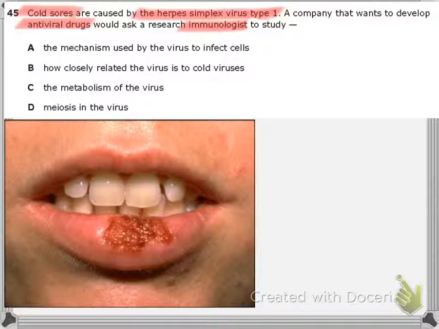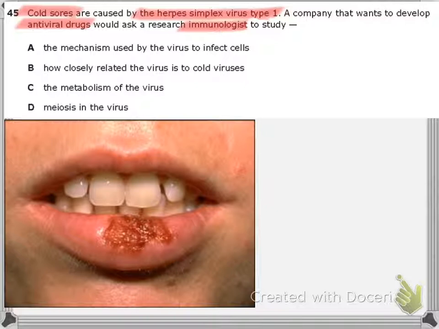So this company wants to develop an antiviral drug. That's what we highlighted. What does anti mean? Anti means like against, right? Or stopping in this case. So they want to develop a drug that stops or is against this cold sore virus. And they'd ask an immunologist. An immunologist is just someone that works with the immune system, right?